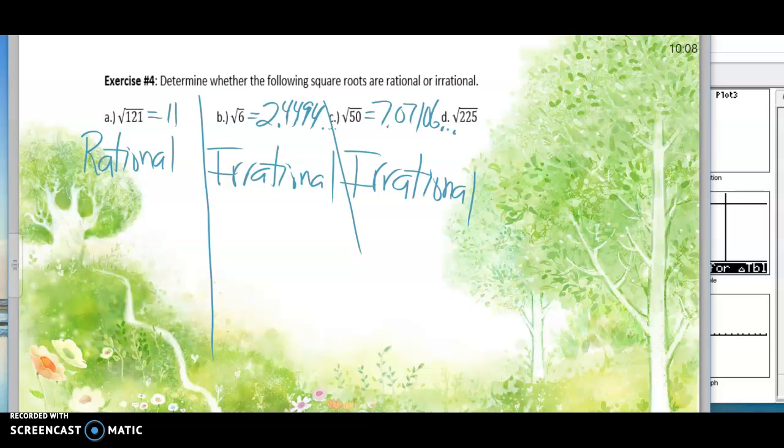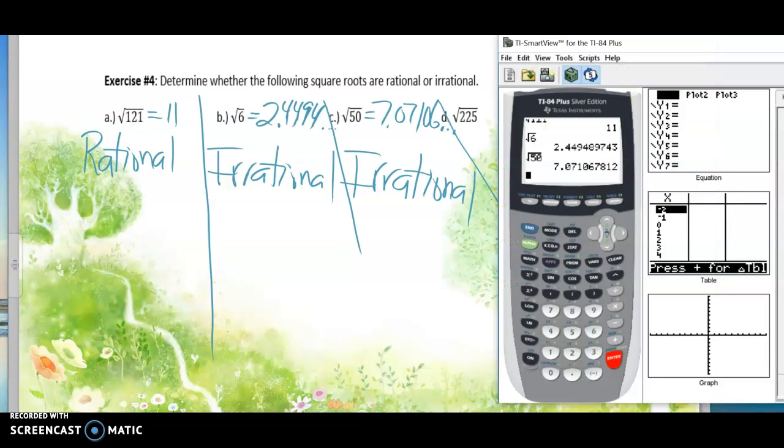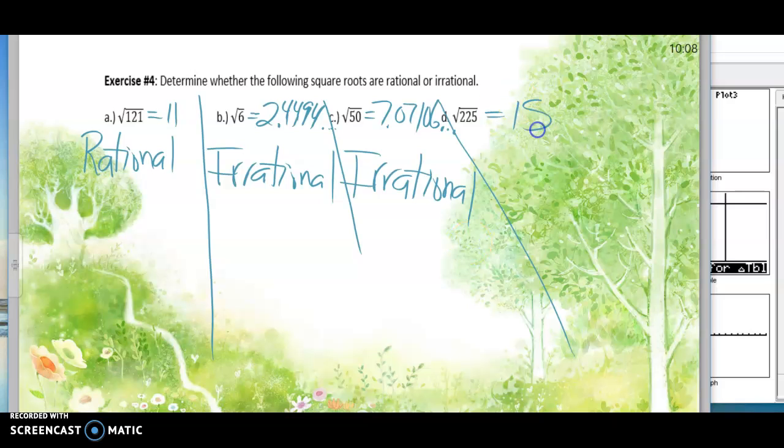Last one, 225. We didn't see this one when we were making our list, but if you are good with your multiplication facts, you're going to remember that the square root of 225 is 15. So 15, an integer, a whole number for that matter, something that can be written as a fraction, so rational, because anything can be written over 1 if it terminates.